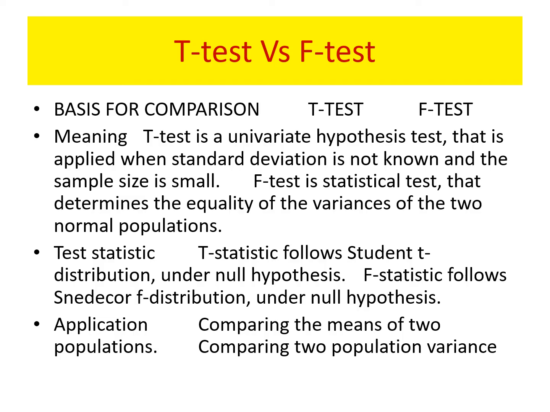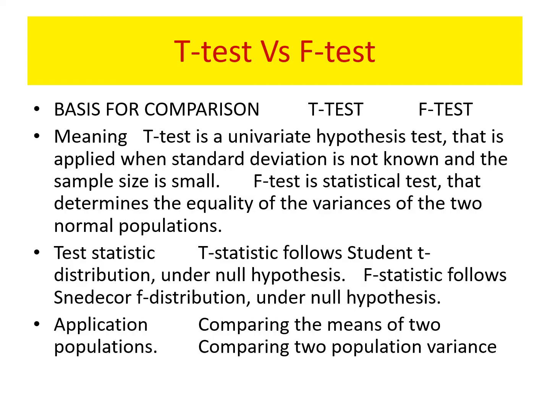Now, the F-test is a statistical test that determines the equality of variance of two normal populations. And the test statistic: the t statistic follows the use of the t-student distribution. Okay, this is to identify whether your null hypothesis is rejected or not. While the F statistic follows the Snedecor F distribution.